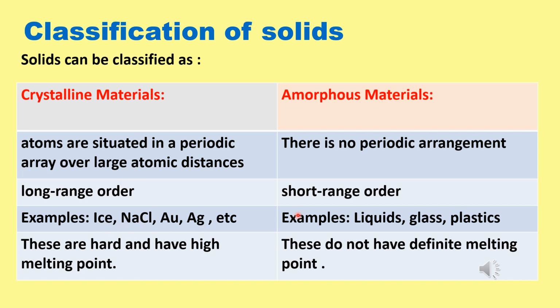These are crystals, whereas in amorphous materials, the examples are liquids, glass, plastics. Crystalline material have a high melting point and they are hard, whereas in the case of amorphous material, they do not have any definite melting point.